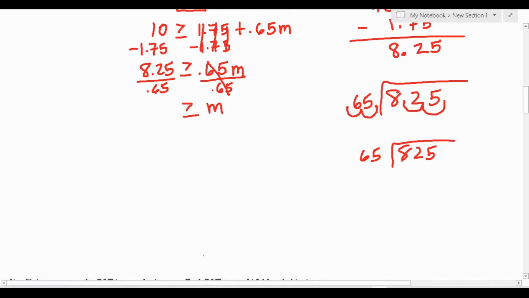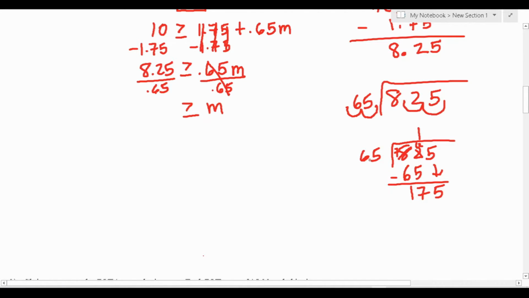65 goes into 8. 8's too small, so we can't do that. 65 goes into 82 one time without going over. Again, 65 times 2 would be 130, which is too big, so we can only do 1 there. 65 times 1 is 65. Let's subtract this out. 2 minus 5 we can't do, so we have to borrow. This becomes 7. This becomes 12. 12 minus 5 is 7. 7 minus 6 is 1. And we're going to go ahead and drop down this 5.